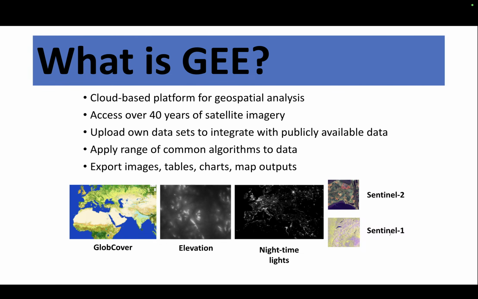It can be raster data or it can be vector data. This type of raster or vector data you can also upload in your Google Earth Engine. And finally, you can easily apply different types of common algorithms to your data, and you can easily export the image, table, chart, or map output from Google Earth Engine. Okay, so this is the overall summary of Google Earth Engine.